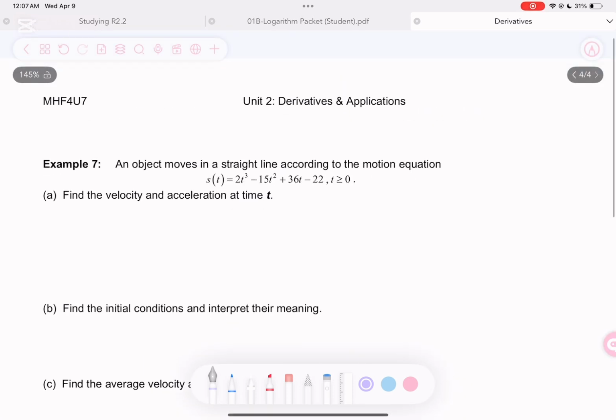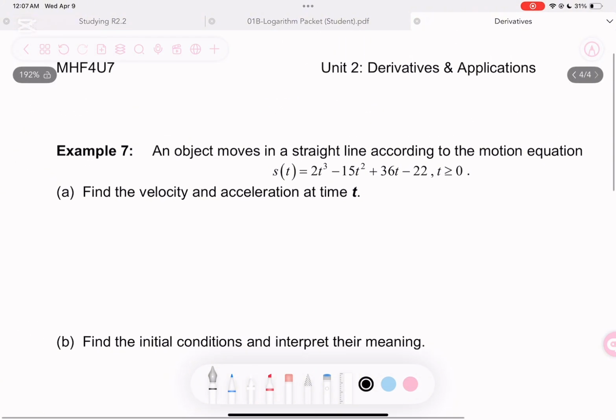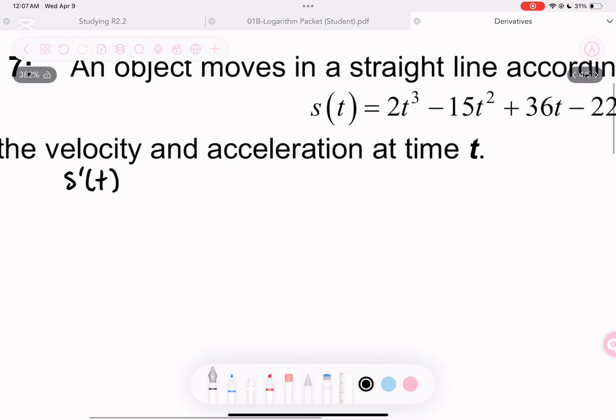So let's do a practice question, which is right here. I should change to a darker color. Let's do this black. So you have this equation here, and you want to find the velocity and the acceleration at time t. So this is essentially saying you want to find s prime of t and s double prime of t.